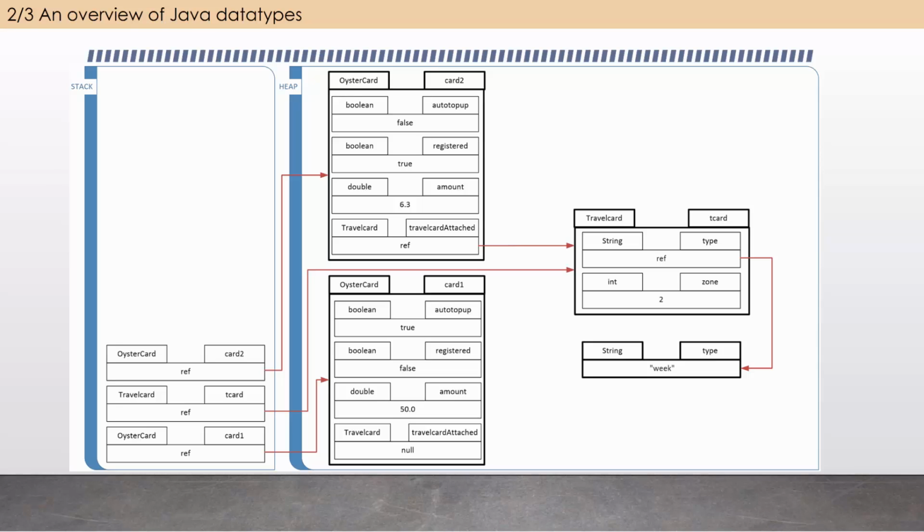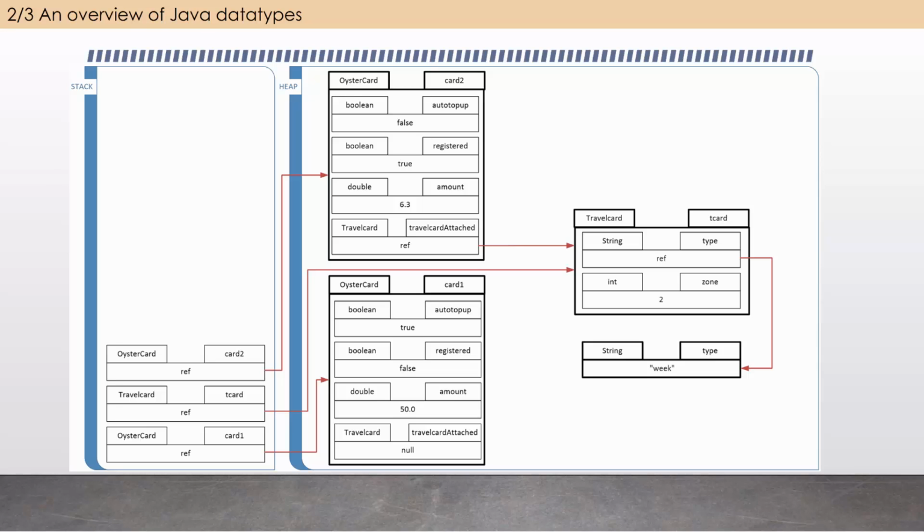But you can actually store complex and simple types inside, or you can nest these as many times as you want inside of a complex type. So we've got an Oyster card that's got auto top up, registered amount, and travel card attached. Three of those are simple types, where the actual value is stored in the directly addressed space. We've got false, true, 6.3. You've got another complex type which points you out to yet another memory location, and then you've got string.